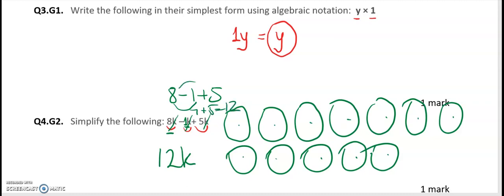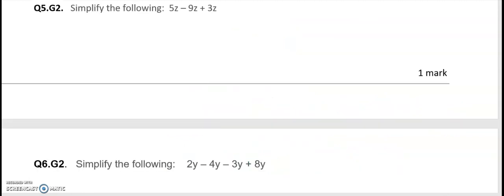Or if you want to do these 2 first, minus 1 plus 5 is 4. So positive 4, and the 8 we had in front. So 8 plus 4 equals 12 as well. So there are different ways you could have worked this out. Simplify the following. 5z minus 9z plus 3z. A similar question to the previous one.